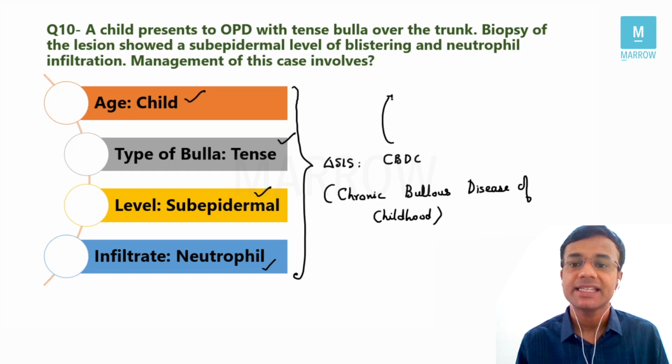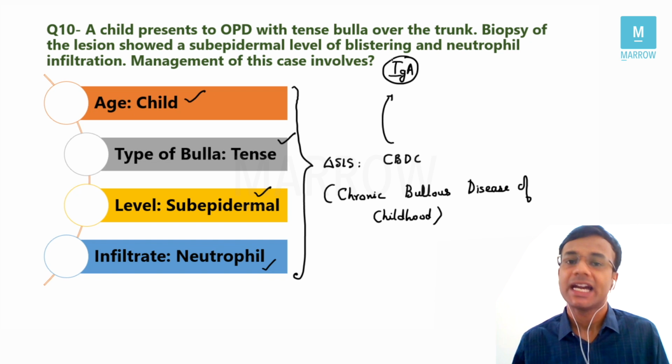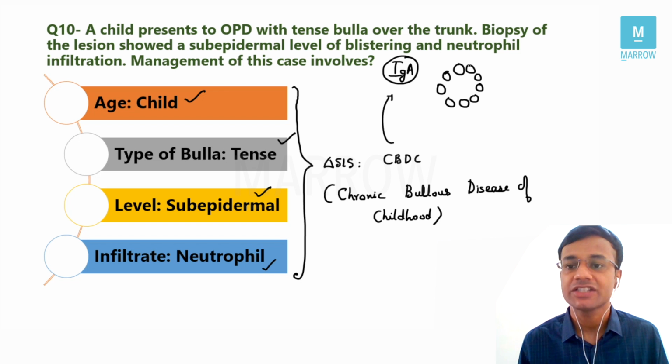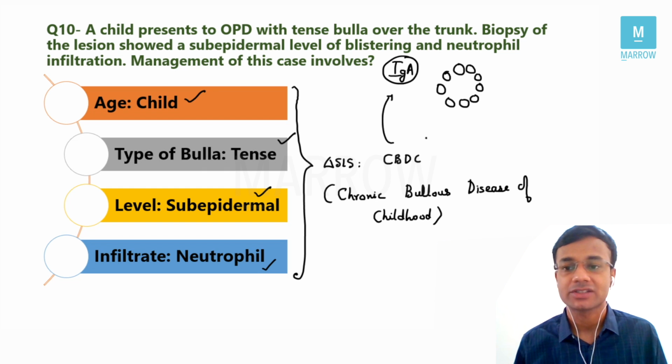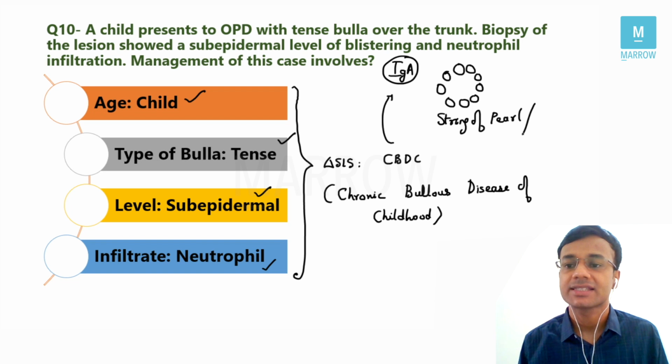And CBDC is one disease which is mediated by immunoglobulin A, and it's more common in children. And if you watch the videos, you would have already been familiarized with this pattern which you get in CBDC, where there's an arrangement of lesions in the form of a cluster of jewels. That's why it's called the string of pearls appearance, also known as the cluster of jewels appearance.